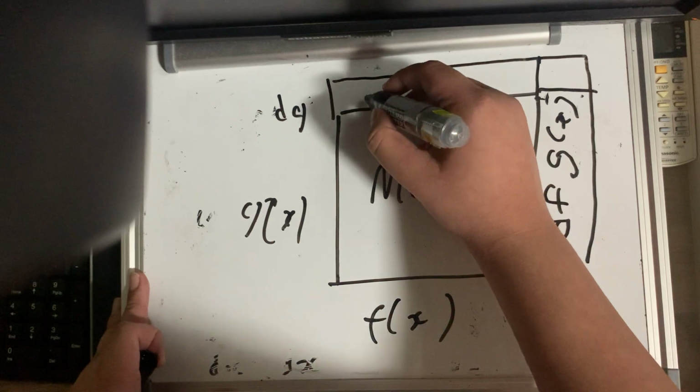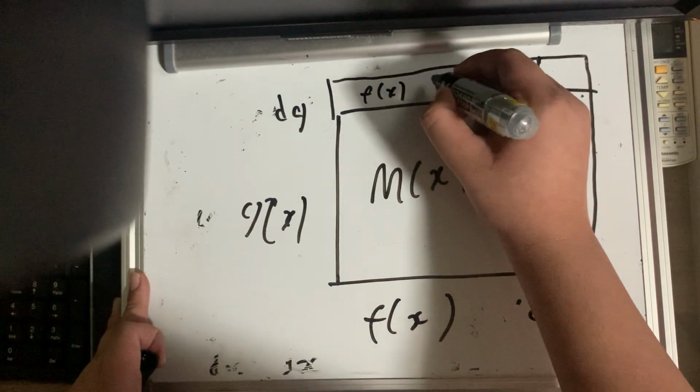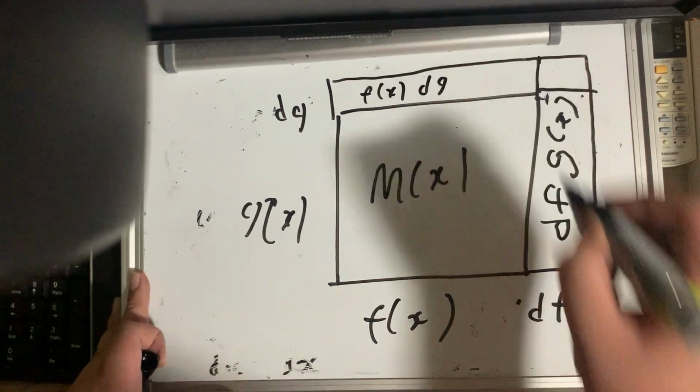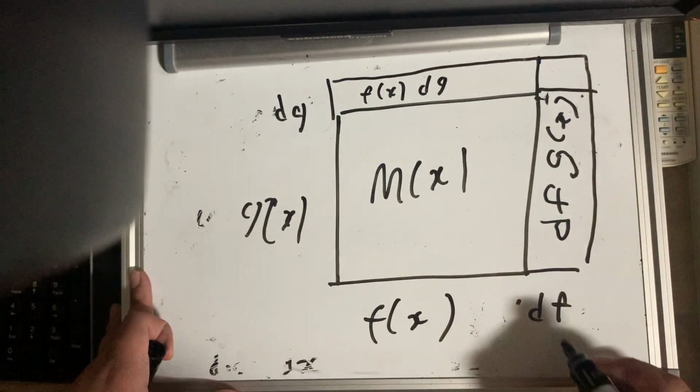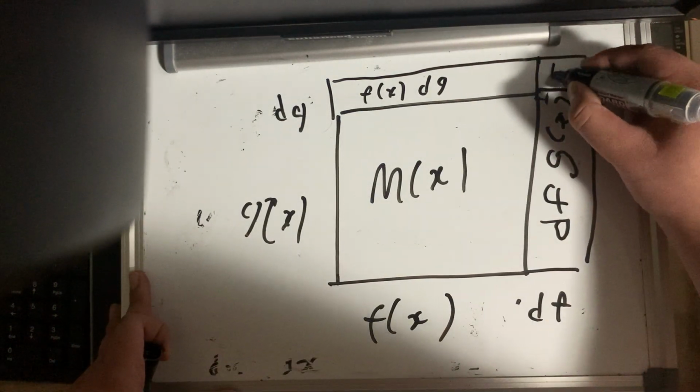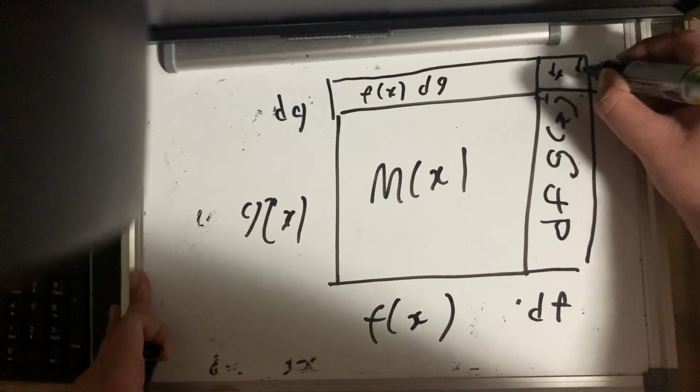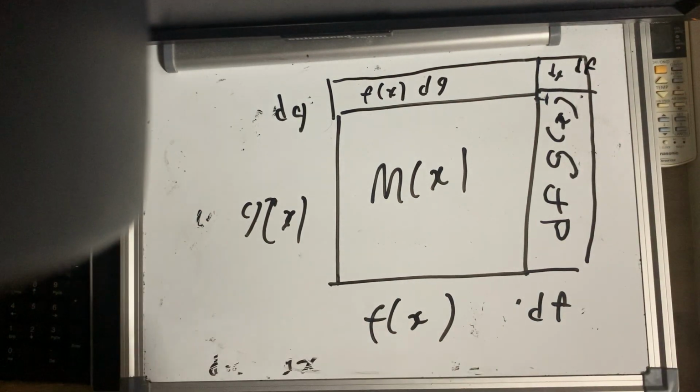So it's kind of like it's flipped. dx and dg. And this one over here is dg multiplied by df. dg, there's not enough space. df, okay, it's going out of the borders.